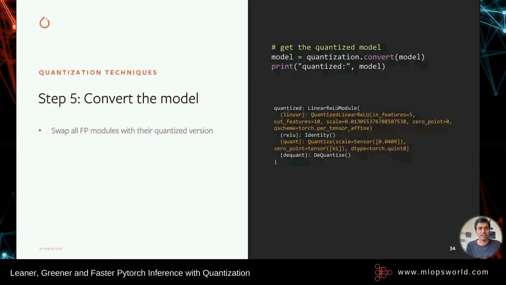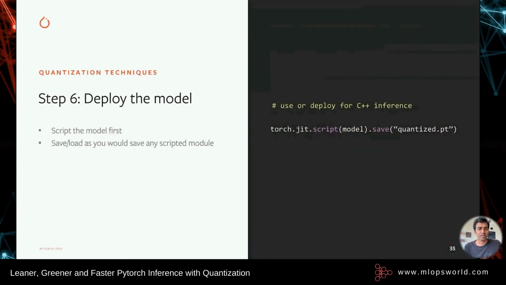And finally, we have everything in place. So we simply call convert, and this takes in all of our FP32 operators and converts them to the quantized version. Deploying is very similar. We script it and then we save that.